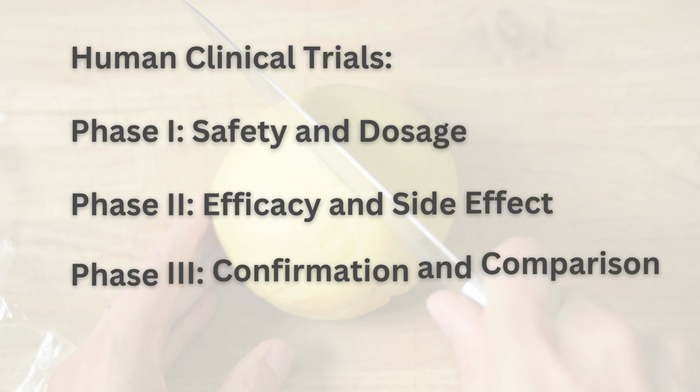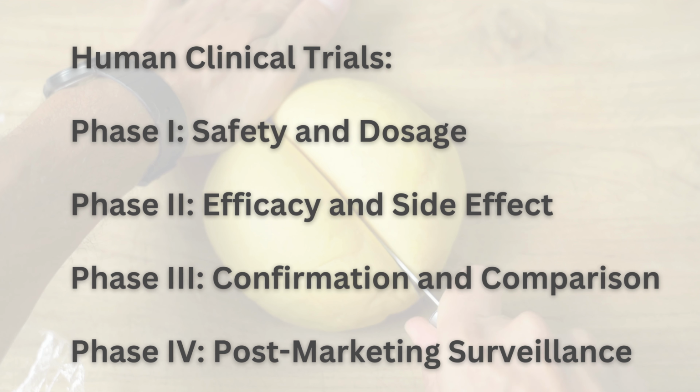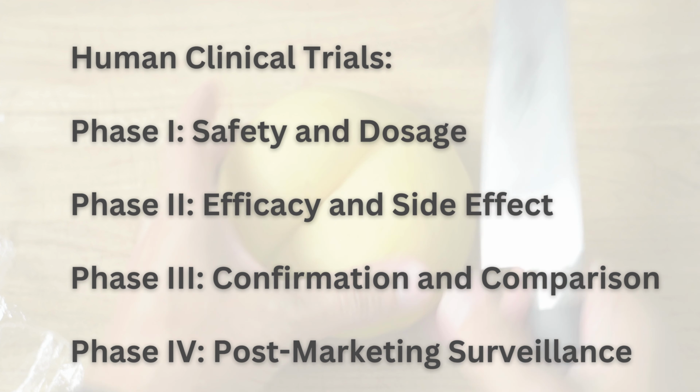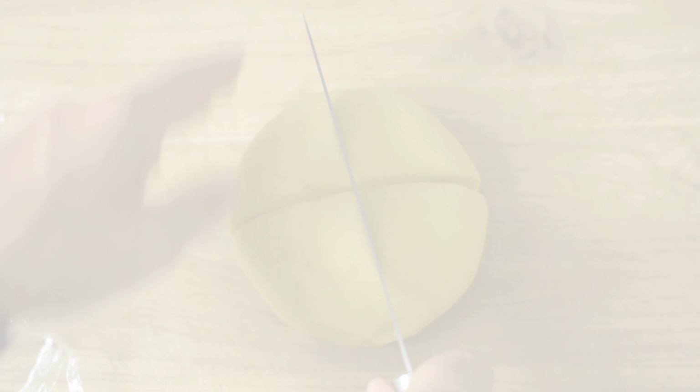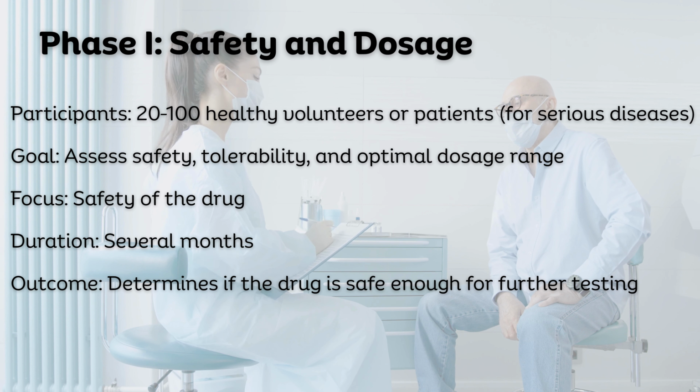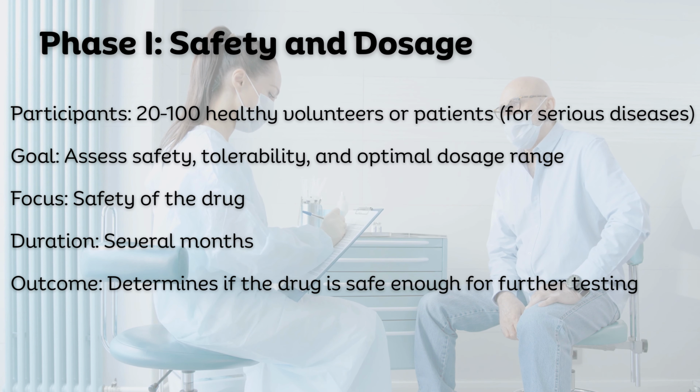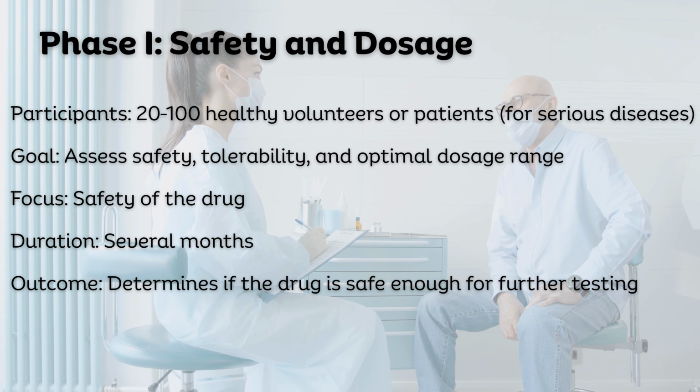Alright, let's dive into human clinical trials. Human clinical trials are divided into 4 phases. Let's look at each phase. Phase 1 of the human clinical trial focuses mainly on safety and dosage. 20 to 100 healthy volunteers or patients will be used as participants to assess the safety, tolerability, and optimal dosage range of the drug. This phase determines if the drug is safe enough for further testing.